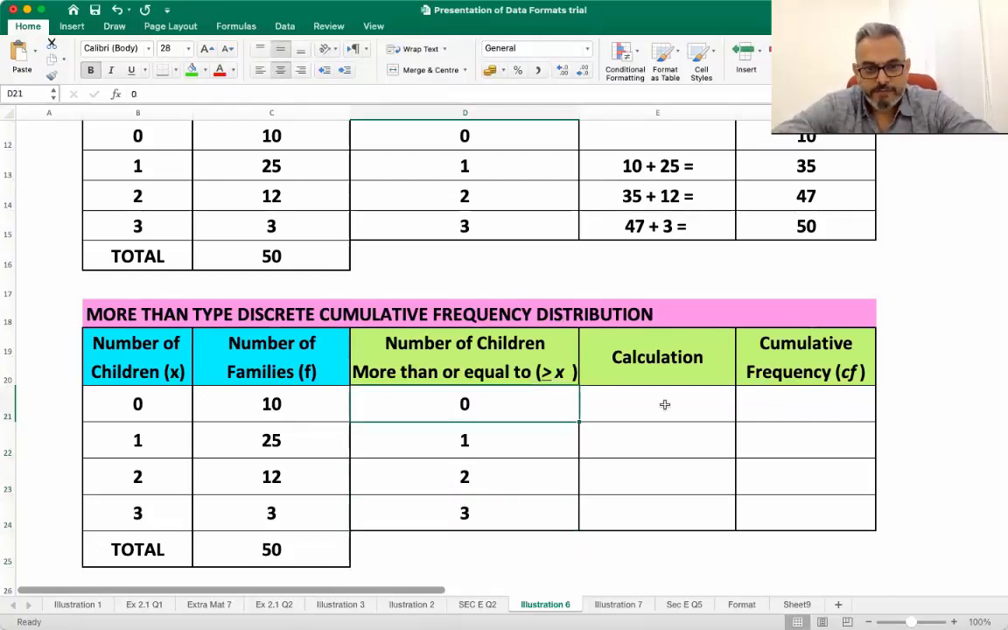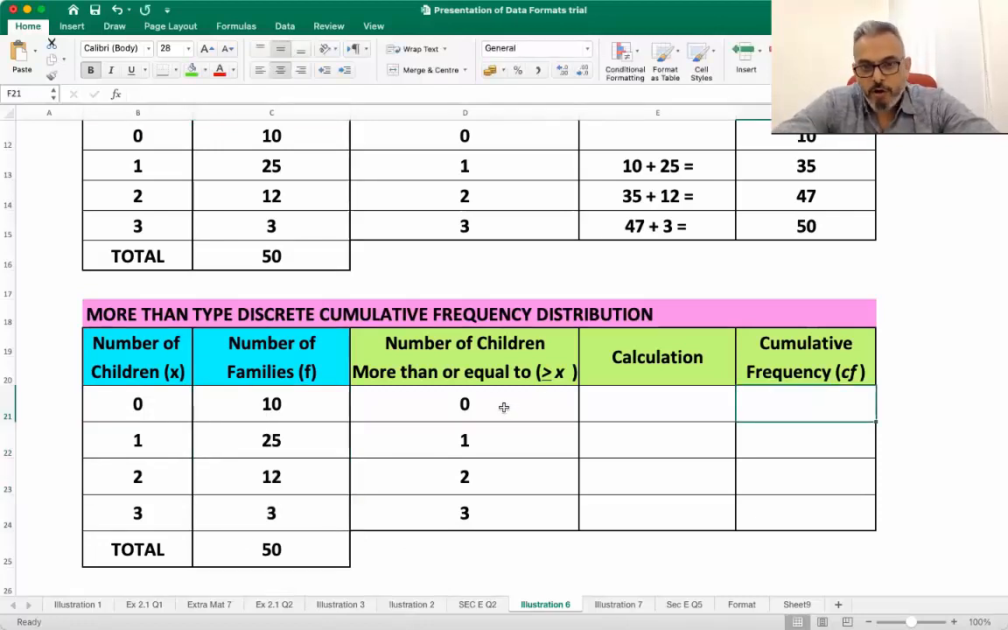Calculation. Okay, now pay attention please. First one you always do manually. More than 0, how many families have more than or equal to 0 kids? All of them, so families are 50.